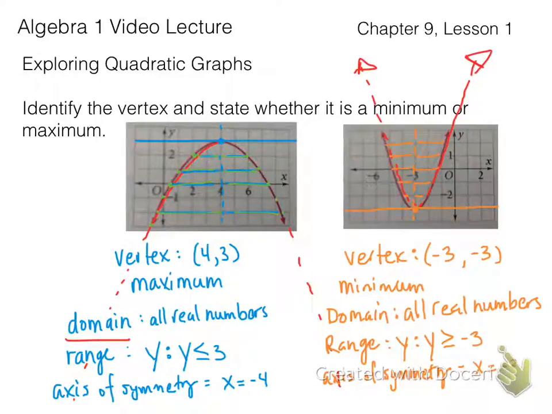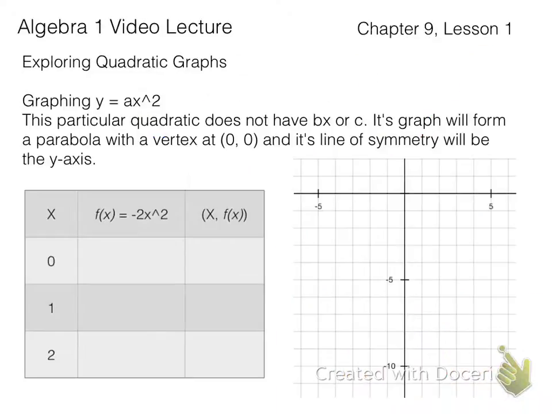Well, it goes through -3, all right? It's the point, or the line, the invisible line, the real line that's actually there, that again, when you fold over the parabola, you get the same on both sides. Because again, parabolas are symmetrical. All right, so what happens if we don't have a bx or a c?